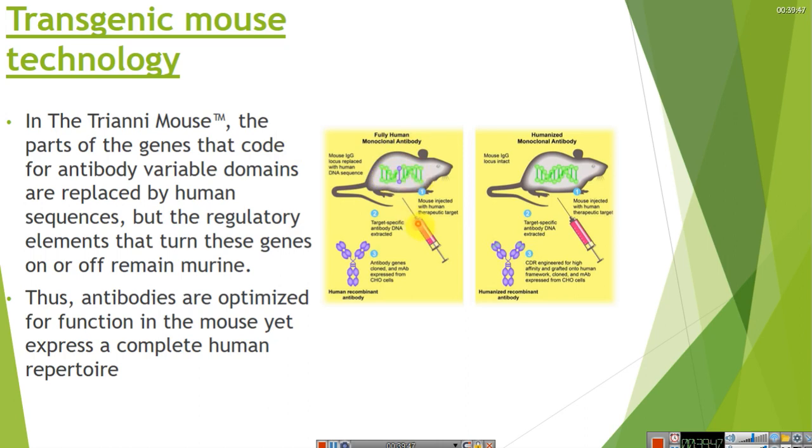So once you give the antigenic challenge, they are able to produce the human antibody. Okay. So we can produce both humanized and human monoclonal antibody in mouse through transgenic mouse technology. So you need to prepare transgenic mice, right, to do that.